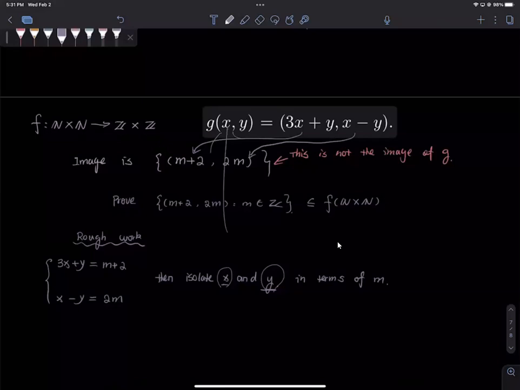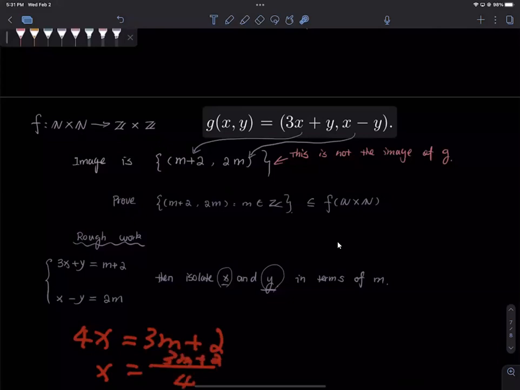Okay, does that make sense to you? So this is how we do rough work if you have two variables. I'm not sure if this makes sense to you. It's similar to what we had before. How do we isolate? You solve the system of equations. You add them together, you get 4x equals 3m plus 2. Then x is this over 4. You see? And you sub into one of the equations. Like mini algebra, like high school. I'm pretty sure these sound similar to things from high school.